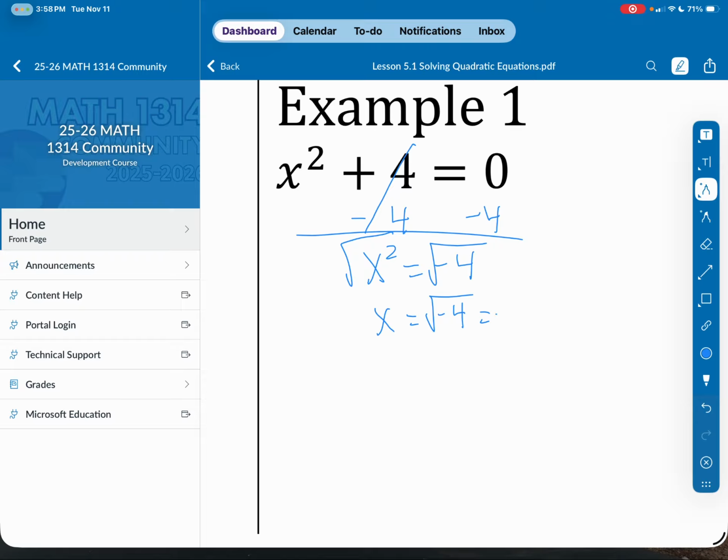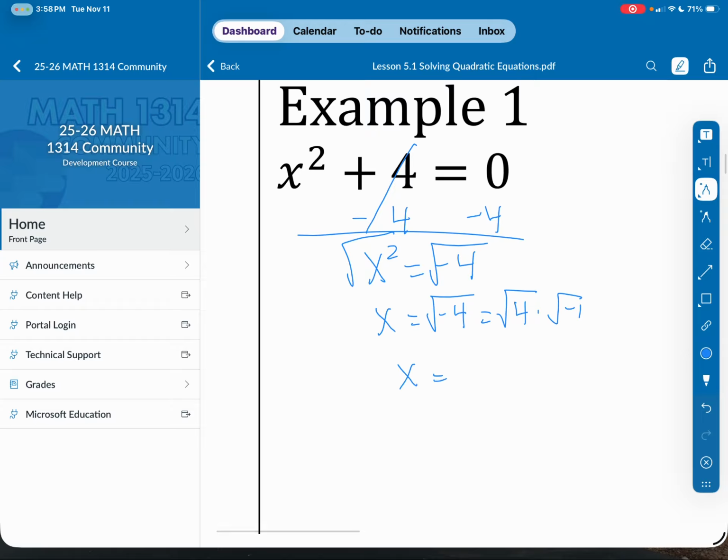Now, I can rewrite this as the square root of 4 times the square root of negative 1, and there's a reason I would want to do that. The square root of 4 is positive or negative 2, because negative 2 times negative 2 gives me a positive 4, and positive 2 times positive 2 also gives me a positive 4. Sorry, my brain went blank for a second. And then the square root of negative 1 is i. So then this would be your answer there.